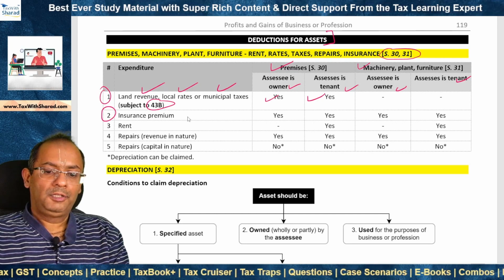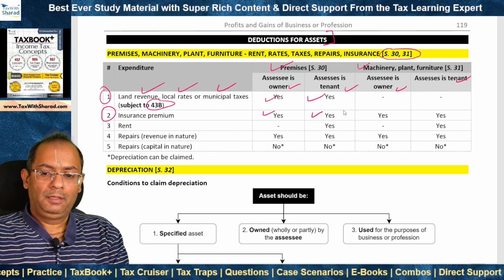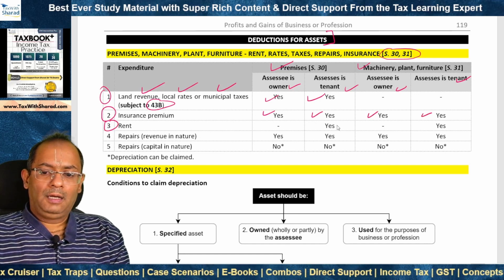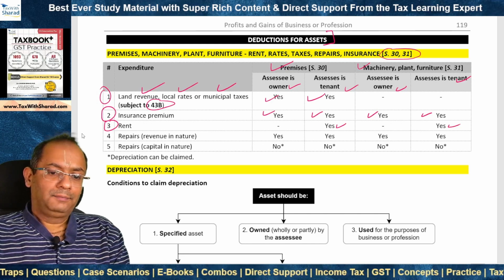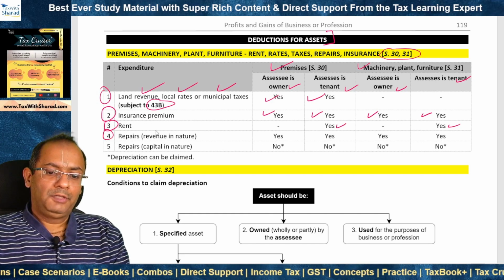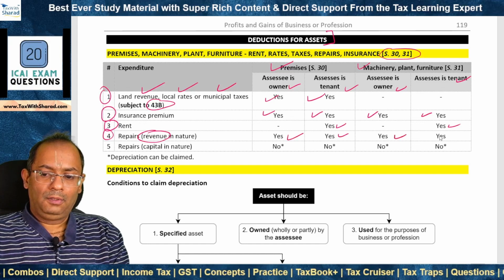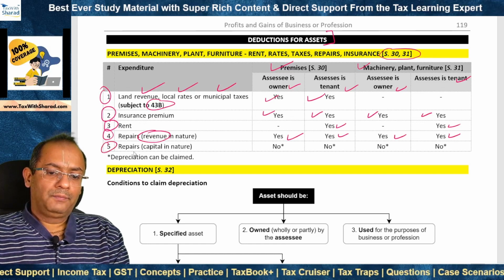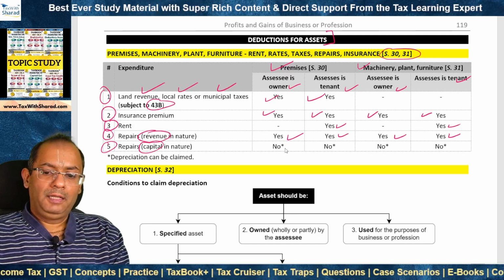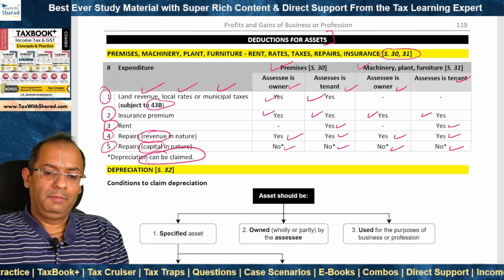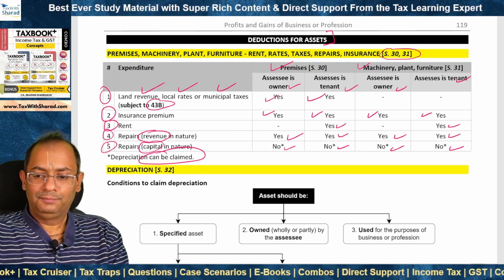Second, insurance premium is allowed as deduction in all the cases. Third, rent is allowed as deduction to the tenant. Fourth, repairs which are revenue in nature, these are allowed as deduction in all the cases. Fifth, repairs which are capital in nature are not allowed as deduction. However, depreciation can be claimed in terms of section 32.